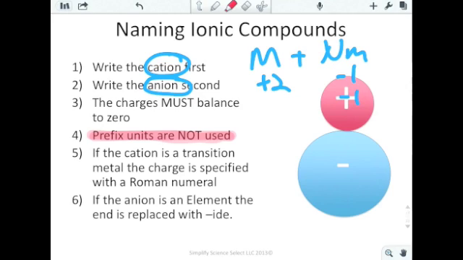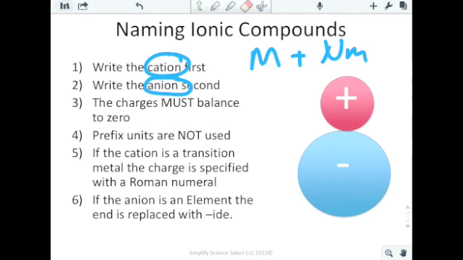Now, number 5, if the cation is a transition metal, the charge is specified with a Roman numeral. The interesting thing about our transition metals is that they can have different oxidation numbers. When we wrote the hill of oxidation numbers, we did group 1, group 2, group 13, group 14, 15, 16, and 17, because those are the ones that don't change. Oxidation numbers of transition metals change, so we'll look at that too.